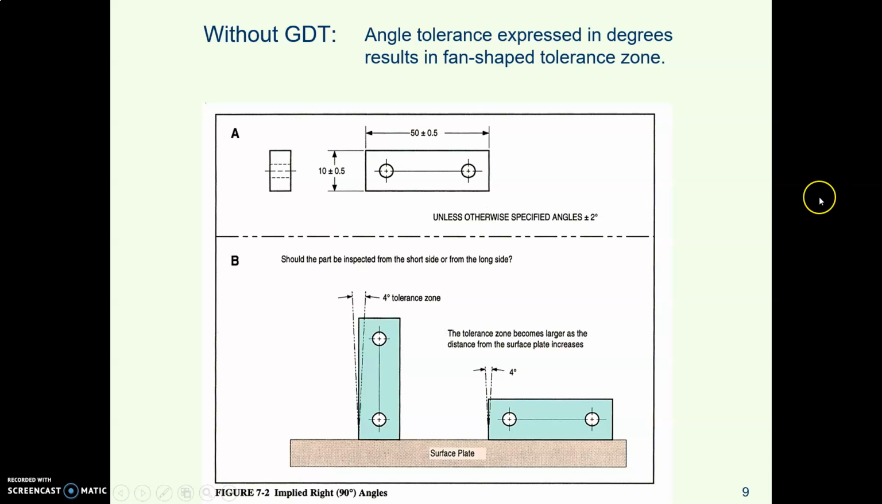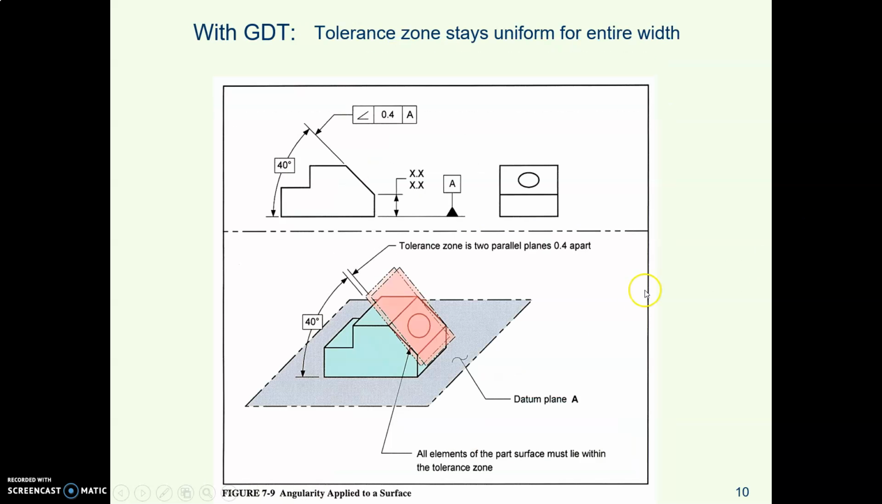So that's a problem for angular tolerances when we do not use GDT. We have fan-shaped tolerance zones. We might be out just a little bit when we're looking at the short distance. We might be out quite a whole lot when we're looking at the long distance. But with GDT, we say there's a tolerance zone and it stays the same size throughout the part.